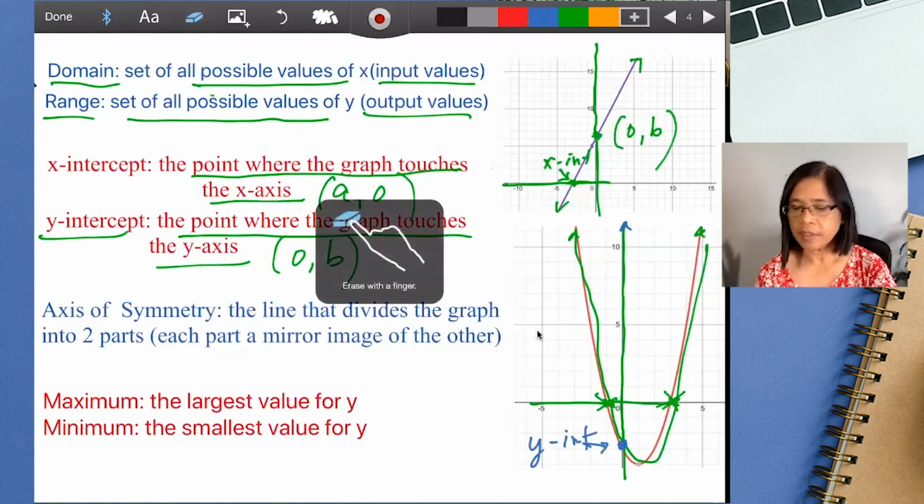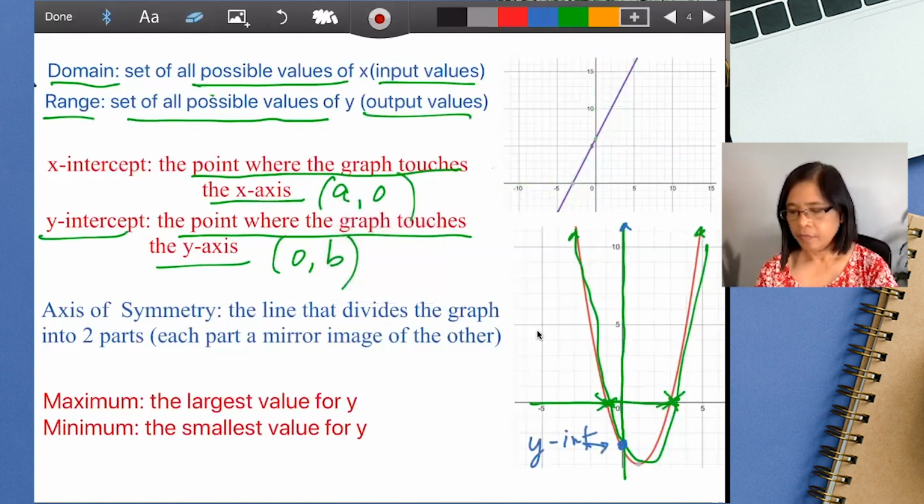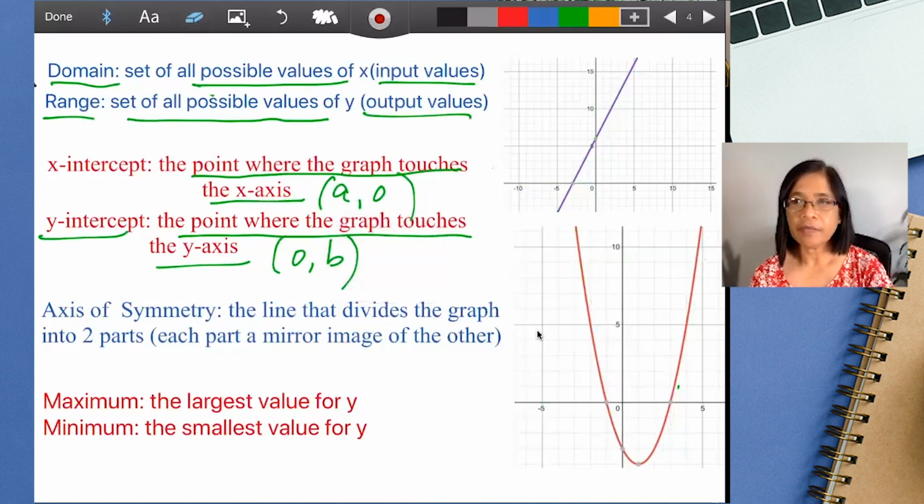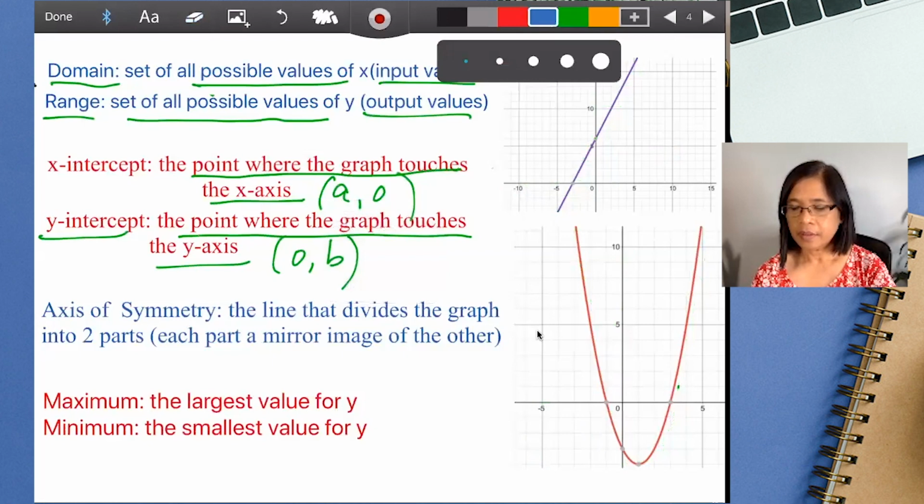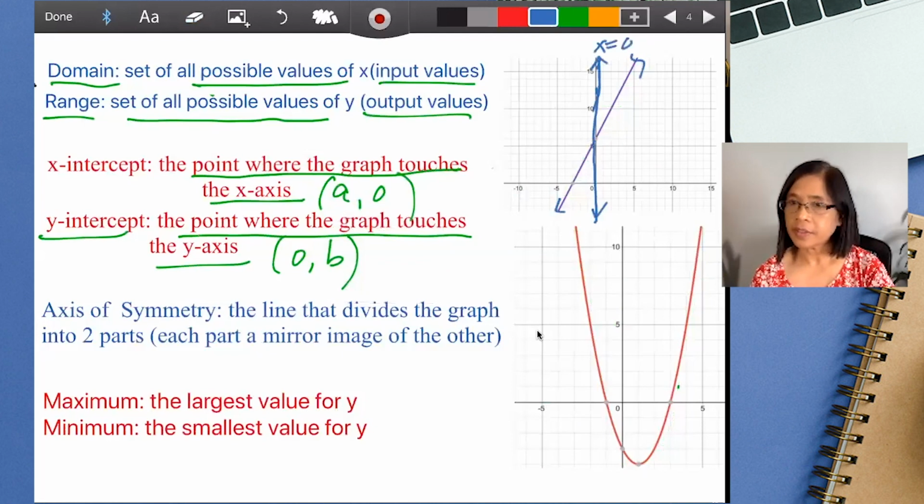For the axis of symmetry, for a graph, the axis of symmetry is the line that divides the graph into two equal parts. Each part is the mirror image of the other. For a linear graph, the line of symmetry is actually the y-axis. This will divide it, because we can extend this in both directions, and this y-axis, which is the line x equals 0, is the axis of symmetry.